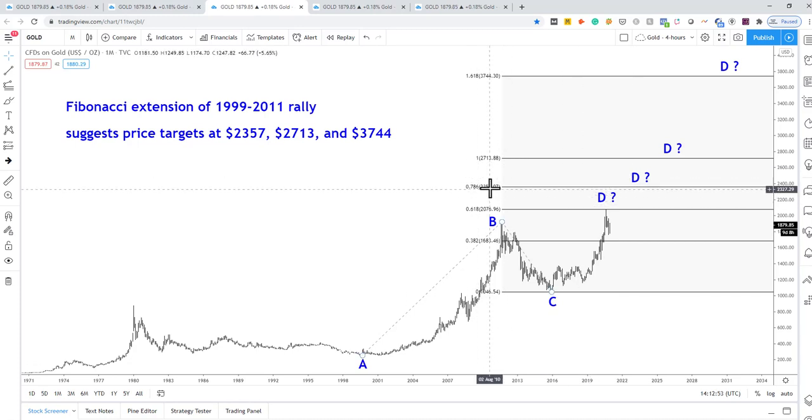2357 in the Fibonacci extension chart. And so there's our three targets. 2713, that would be a 1-for-1. So if we duplicated this size rally, that would get us to 2713, and then 1.618. That's another higher probability. If price wants to go even higher than 1-for-1, this target could come into play at 3744.